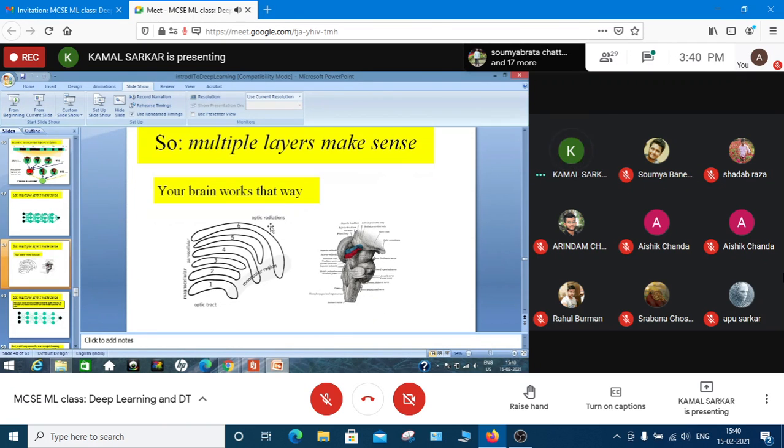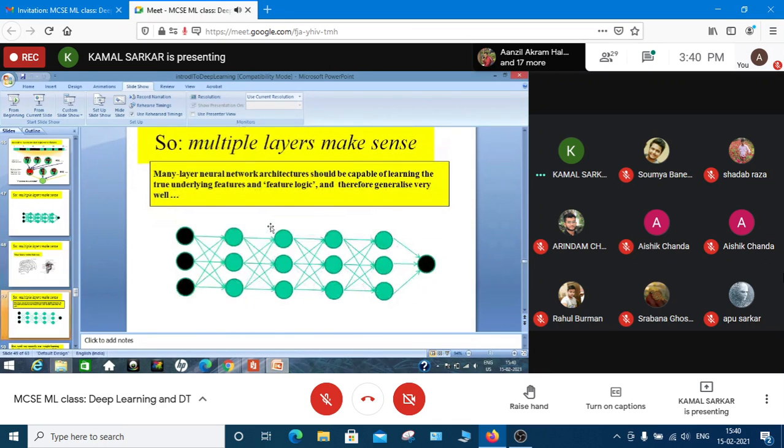So now, many layer neural network architectures should be capable of learning the true underlying features and feature logic, and therefore generalize the variable. Previously I mentioned what is called deep learning and deep neural networks, and it is a deep neural network because it has multiple hidden layers. If you have more than two hidden layers, then it is called a deep neural network. So it has 1, 2, 3, 4 hidden layers.